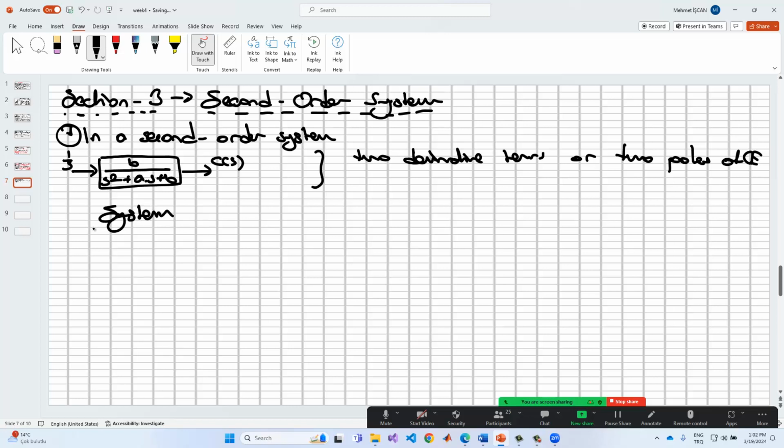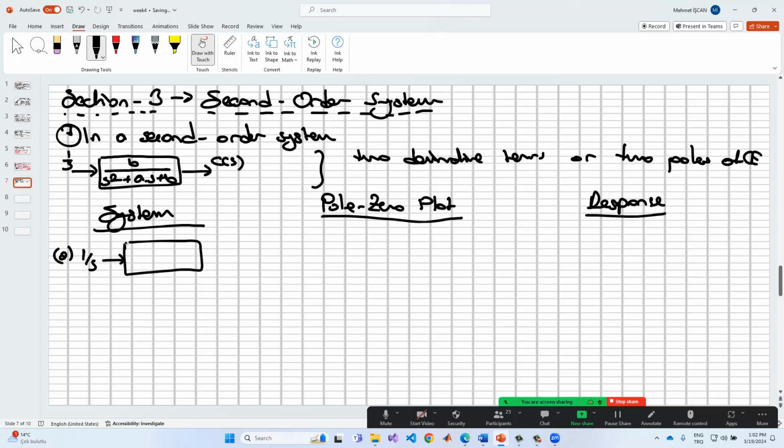We have a system in here. And we have the pole zero plot, and we have a response. Okay? Firstly, in the system of A, we have the unit step response in here. And for example, if you choose the 9 s square plus 9 s plus 9, we can generate the CS in here.